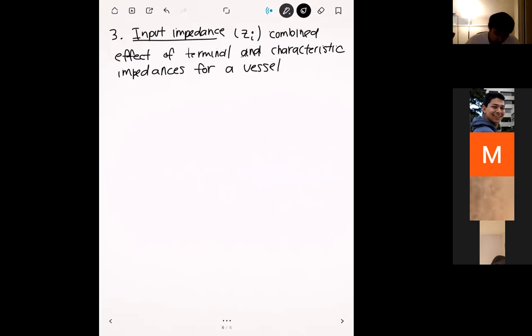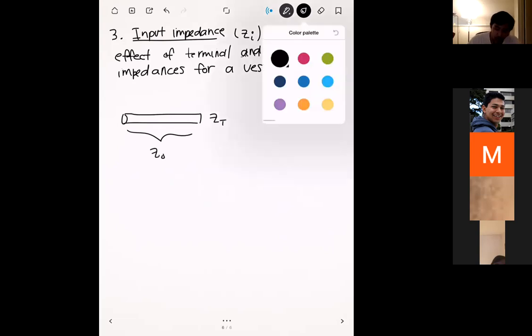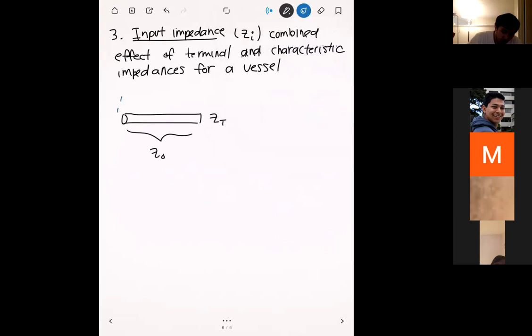Okay. And so normally for a vessel, you would have something like this, right? And so this vessel's characteristic impedance would be Z naught, and then everything downstream of this vessel we'll call ZT, okay? If we wanted to club both of these together into one, that would be input impedance Zi, okay? Right, and so input impedance, you can think of it as a tool to combine downstream terminal impedances with the characteristic impedance of this particular vessel, okay?